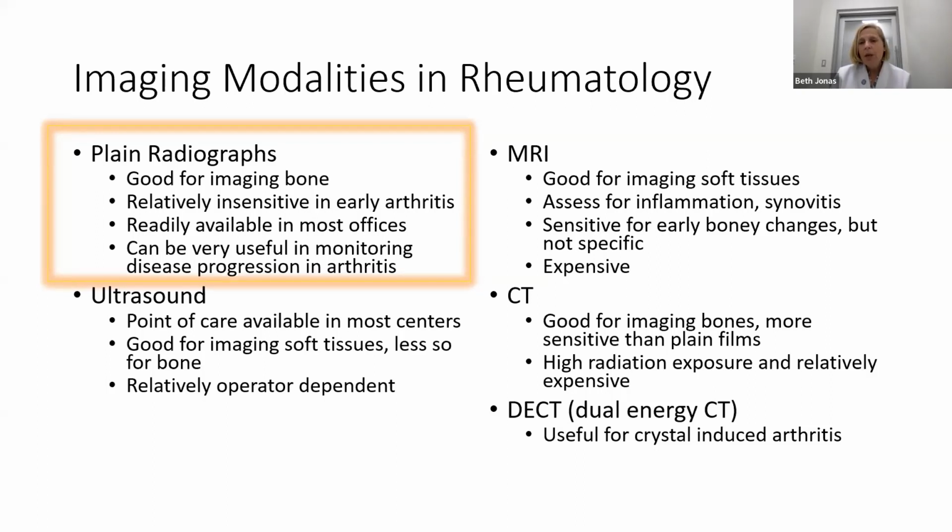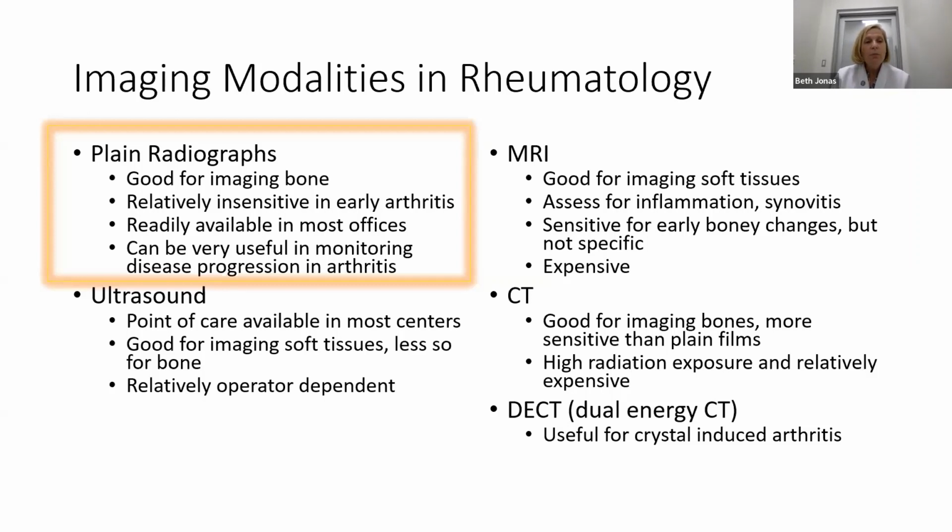in your clinic. MRI is also very good for imaging soft tissues. It can assess inflammation and look at synovitis particularly. It is very sensitive for early bony changes, but not specific. And so it's really hard to use MRI and interpret that for erosions. And of course, it's very expensive. CT scanning is very good for imaging bones, and it's more sensitive than plain films, but has a high radiation exposure and is relatively expensive.